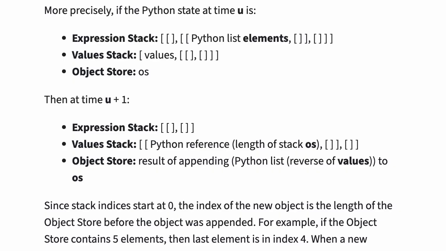Since stack indices start at 0, the index of the new object is the length of the object store before the object was appended. For example, if the object store contains 5 elements, then the last element is in index 4. When a new element is appended, the index of the new element is 5.